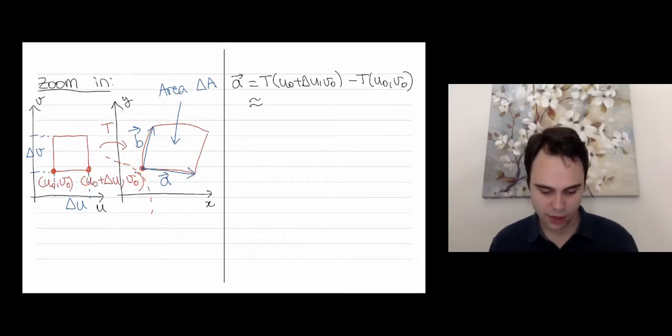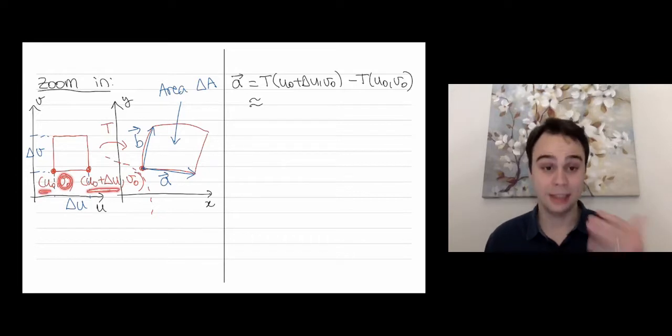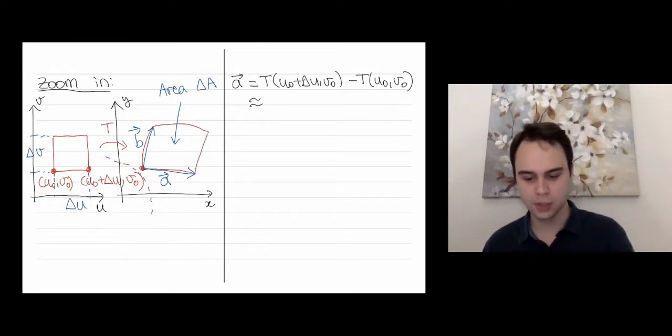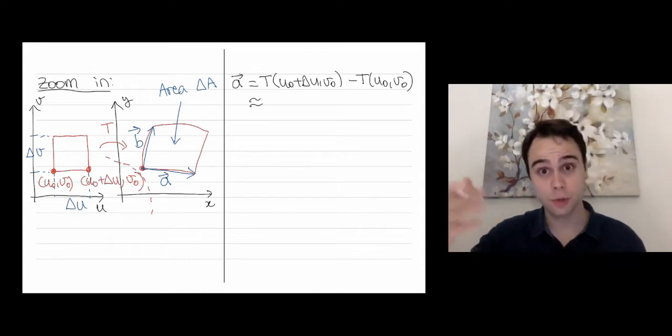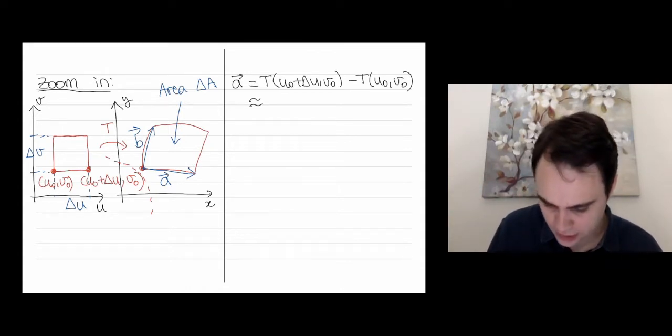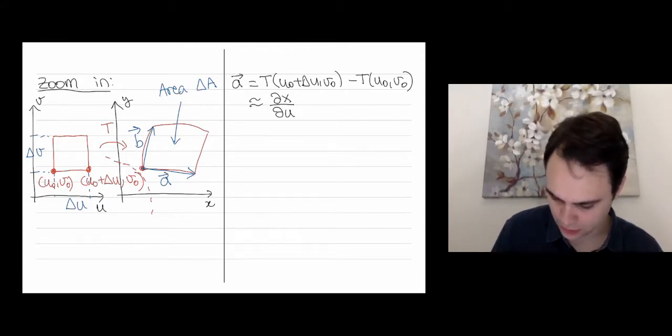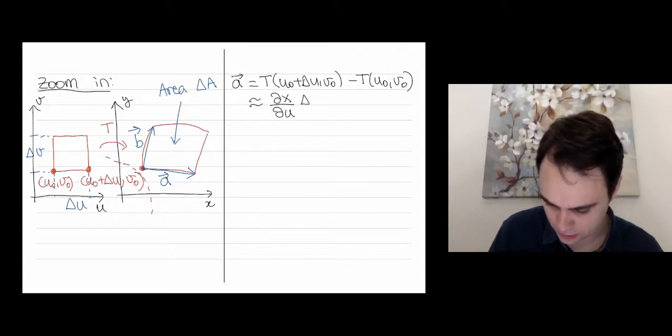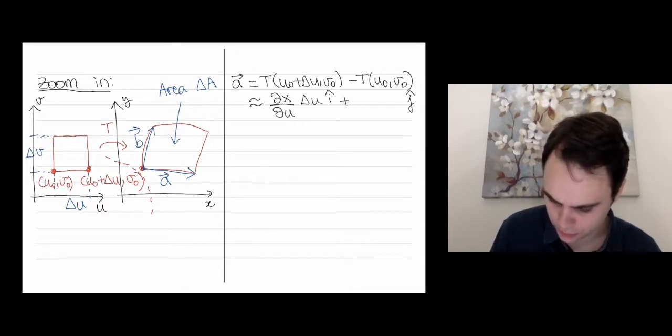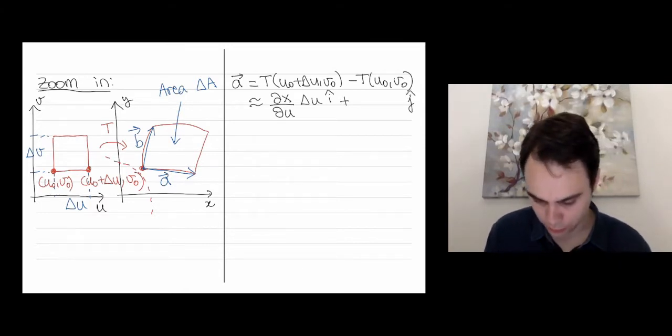I'm fixing the v coordinate and increasing the u coordinate by a little bit. So by how much does the x coordinate change? The answer is given to us by a partial derivative. The x coordinate of A is the change in x, the partial of x with respect to u, evaluated at the point u0, times delta u, plus the j component.